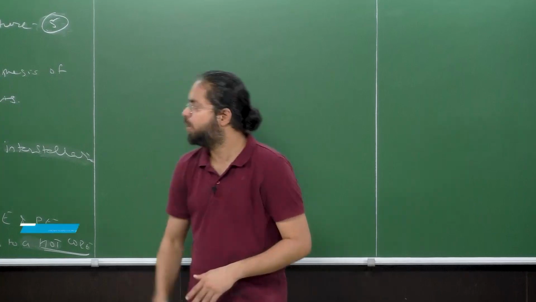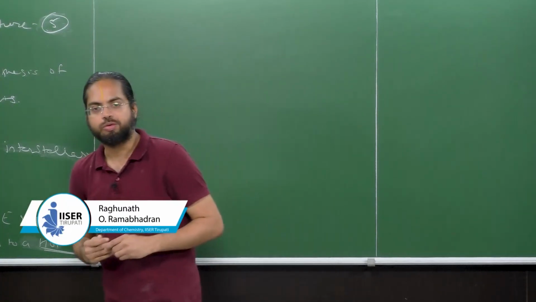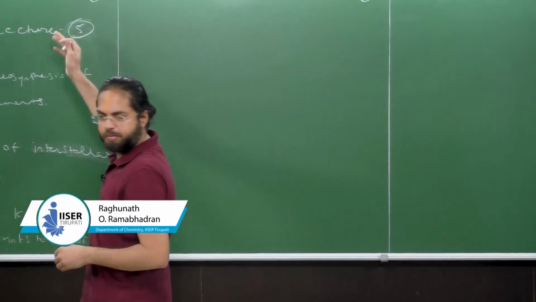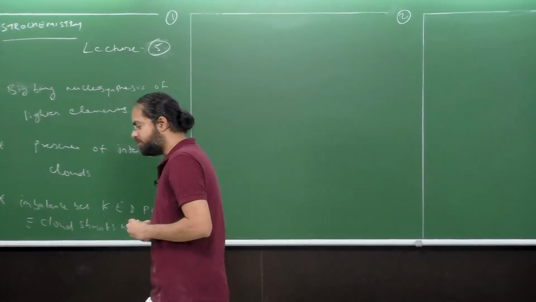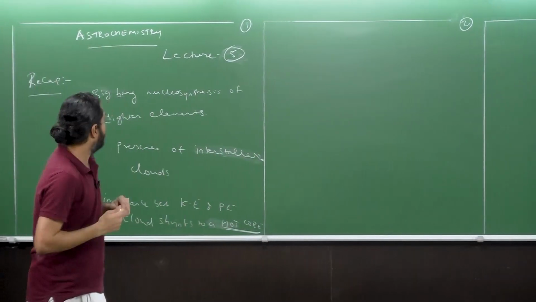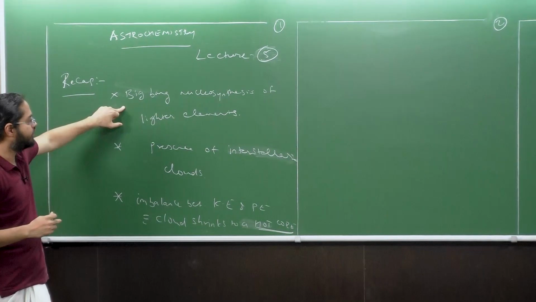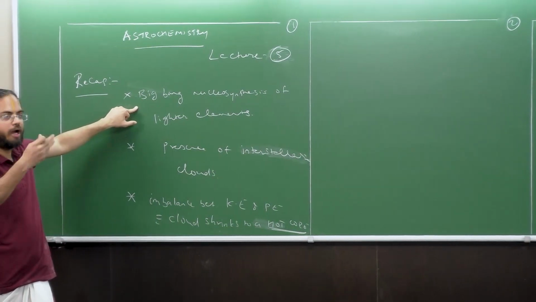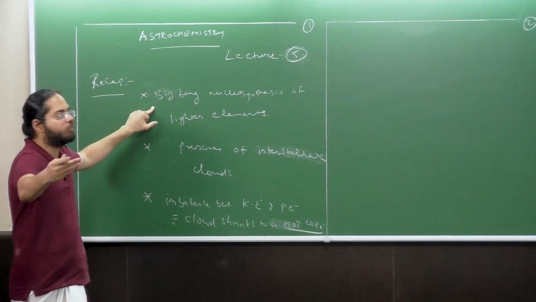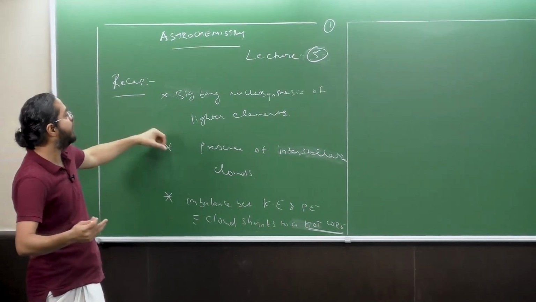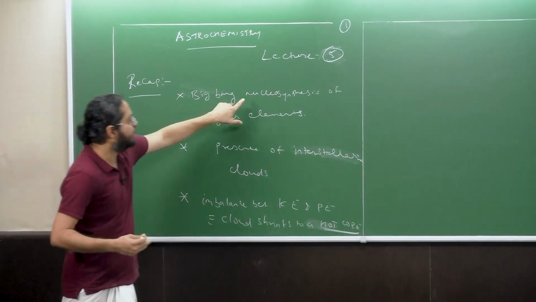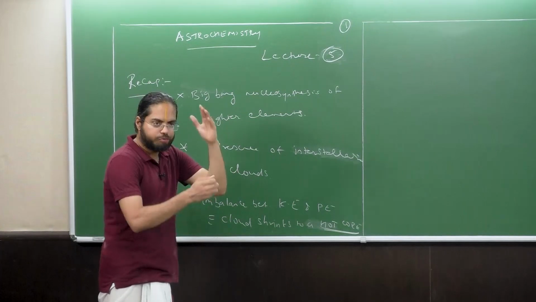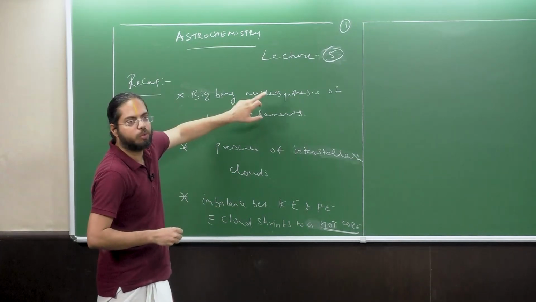Hello. So welcome to yet another lecture in this course of astrochemistry. Today we'll be looking into lecture 5. As a recap from the last lecture, we discussed how the lighter elements, hydrogen and helium and very little lithium also, can be synthesized after a Big Bang, and this involved the fusion of nuclei, and so it is called nucleosynthesis.